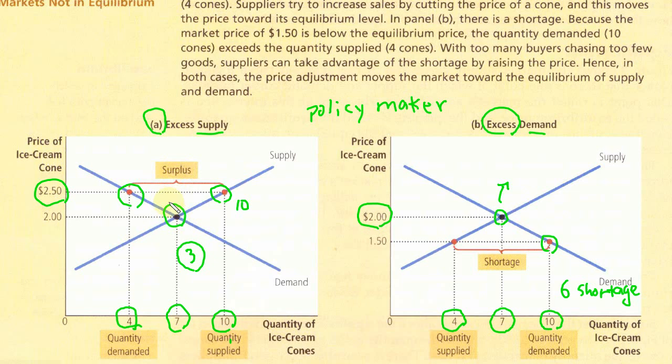Okay, so these 2 graphs show how the mechanisms work in the real market. Okay, so this is a very good example of how it works.